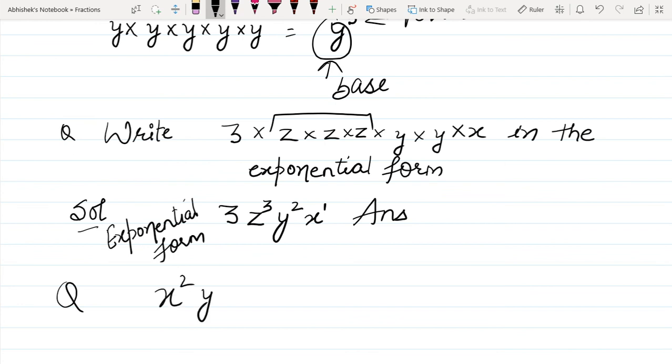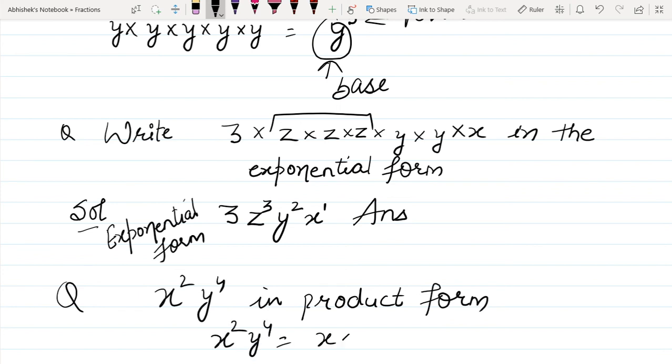If I want to write x squared y raised to power 4 in product form, what will be its product form? Its product form will be x into x, and y is 4 times, y into y into y into y. So this is the product form of the exponential form. I hope it is clear to you. Thank you.